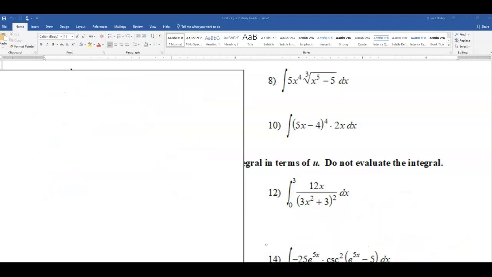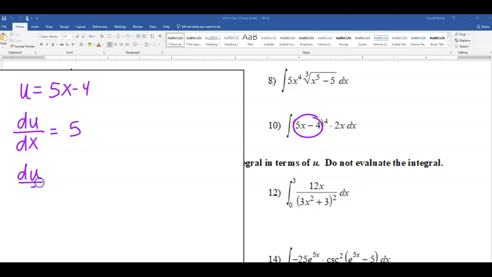All right, number 10. Number 10 is what I like to call a pain in the butt problem. You'll see why in a minute. So the first thing we do is we take that inside piece there, and we'll call that our u value. Go ahead and take your derivative with respect to x, and then we get dx by itself. And then we go ahead and do our u substitution.